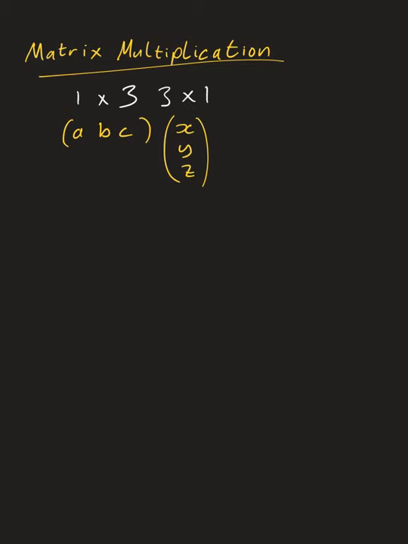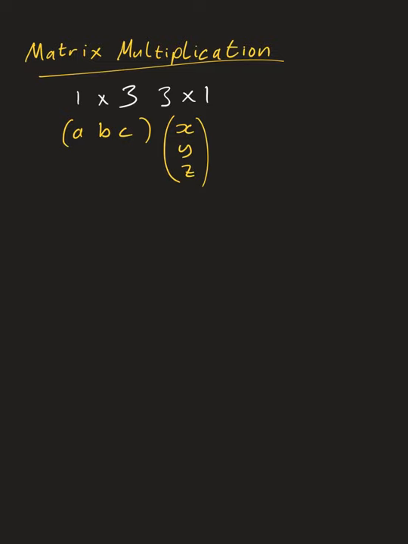This is a short video on matrix multiplication. I'll go straight into an example, multiplying a 1 by 3 matrix by a 3 by 1 matrix. So on the left you have a 1 by 3. That's 1 row and 3 columns. The right has 3 rows and 1 column.